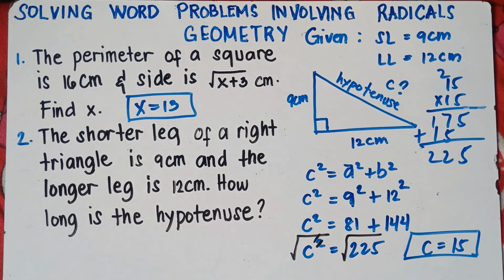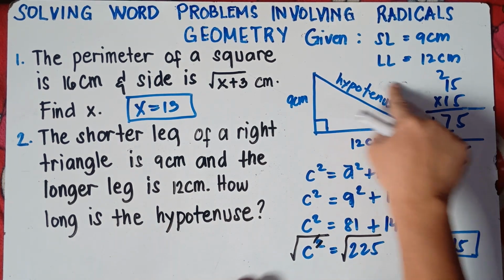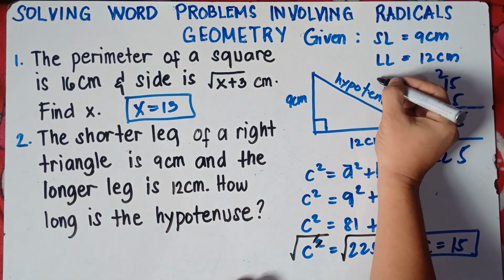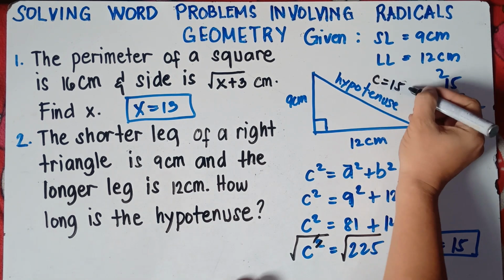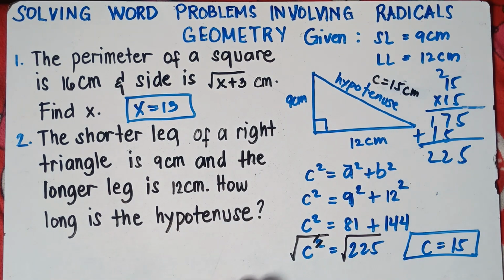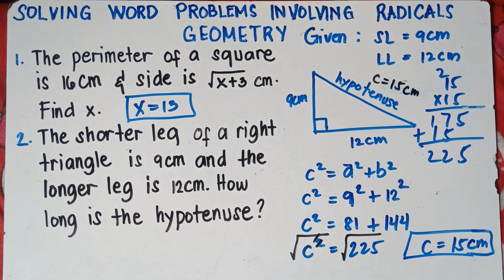Therefore, our answer is correct, class: the hypotenuse equals 15. So c equals 15. That's it, class. That's the answer for number 2. c equals 15 centimeters. Do not forget the units, class, it should be 15 centimeters, because we're told to find the side. Alright, that's it for number 2.